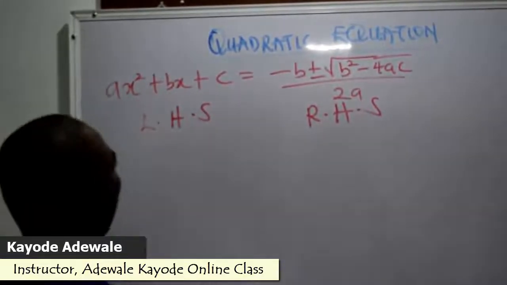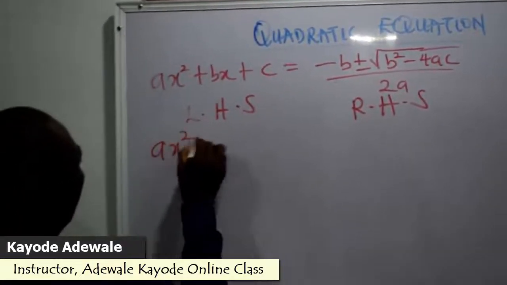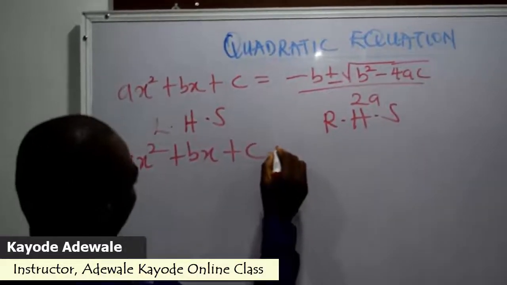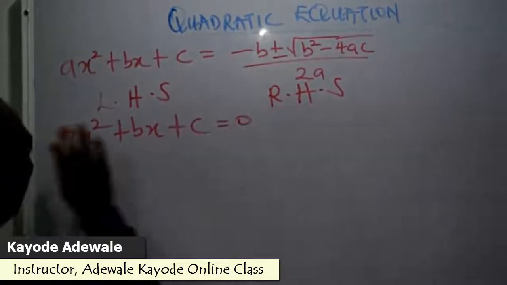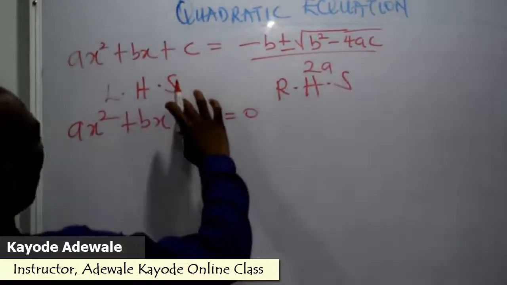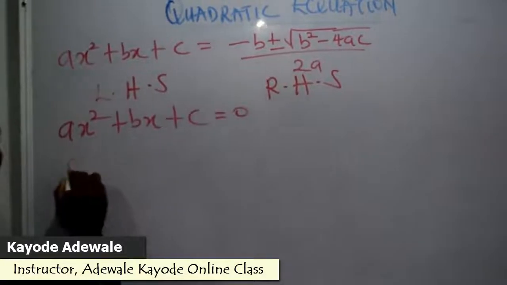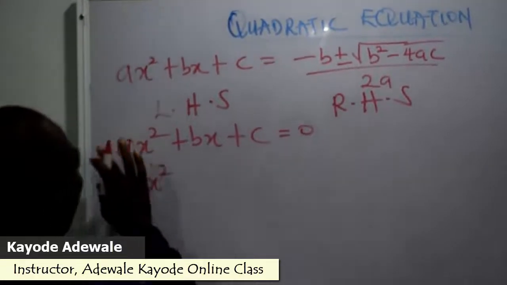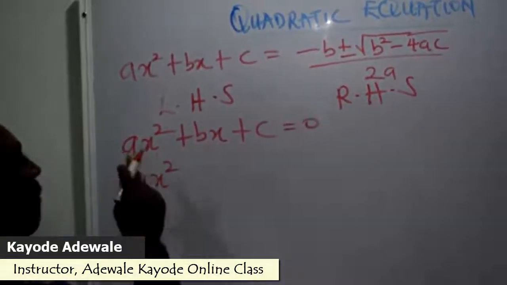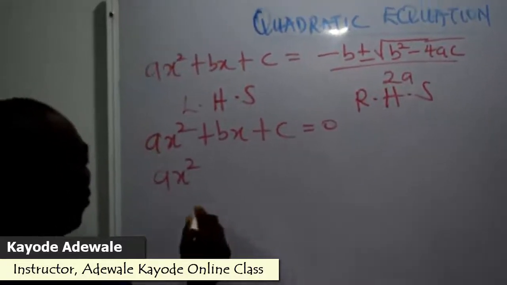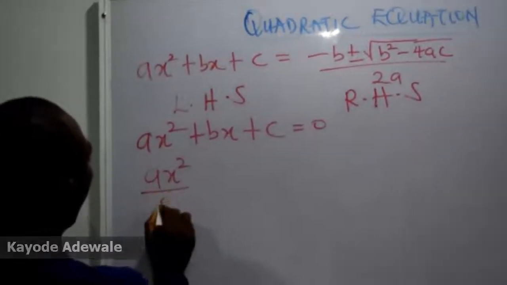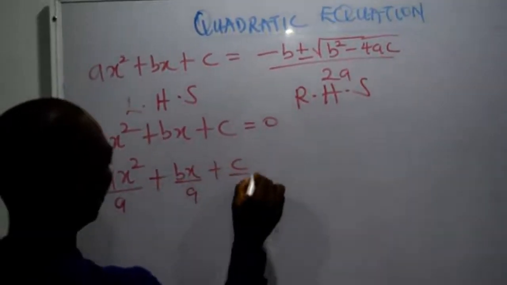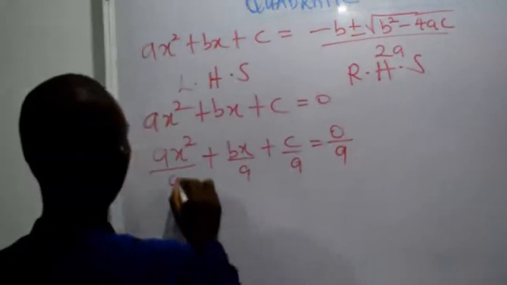So we are going to start from the general form of quadratic equation, ax squared plus bx plus c. Let's make this equal to 0. Now from here, we are taking the constant value to the right hand side. That will remain ax squared. To go about this, the first thing is to divide all with the coefficient of x squared, which is a. So that becomes ax squared divided by a plus bx divided by a plus c divided by a equals 0 over a.